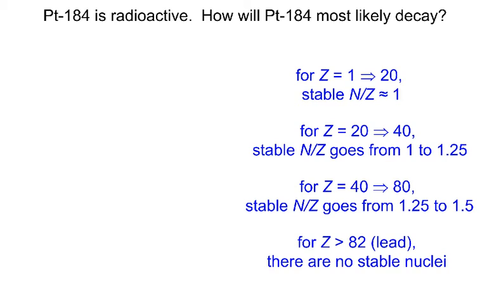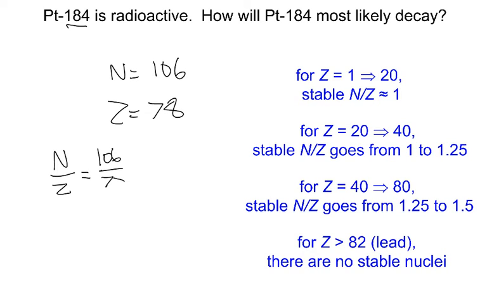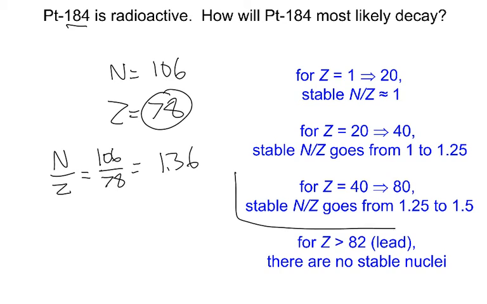All right, now we have platinum-184. When I go to the periodic table, I see that the atomic number for platinum is 78. So to get the number of neutrons, 184 minus 78, we have 106 neutrons. So the N to Z ratio, I get 1.36. Now I've got to see which category platinum-184 falls into. The atomic number is 78, so it falls into this category.